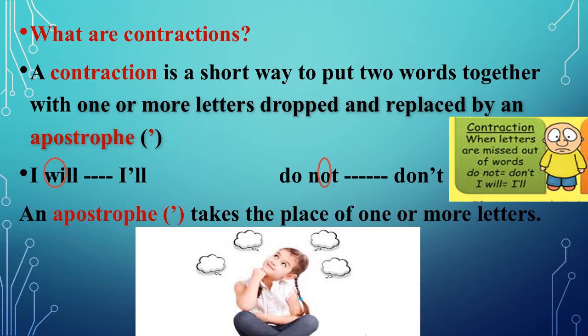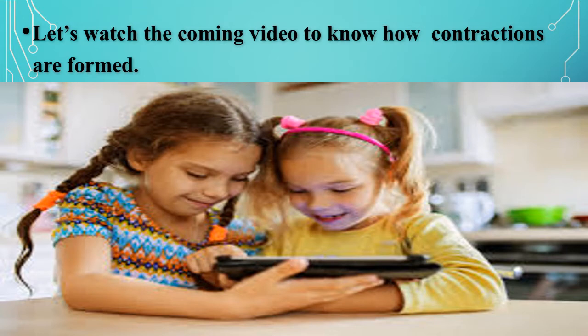So as we see here, the apostrophe takes the place of one letter, as in the case of do not and don't, or more letters, as it took the place of two letters, like what we saw in I will, it became I'll. Let's watch the coming video to know how contractions are formed.